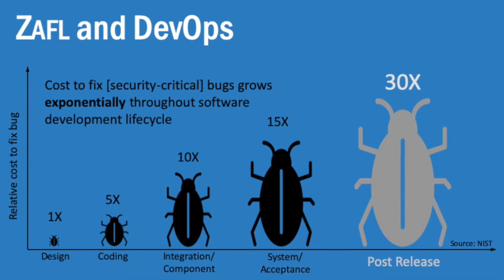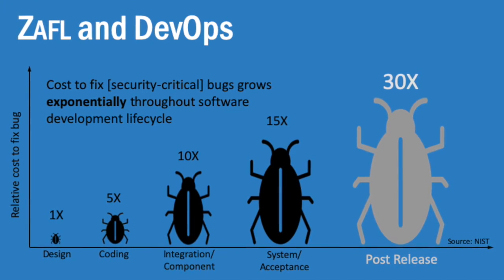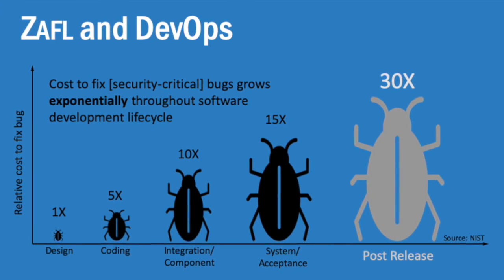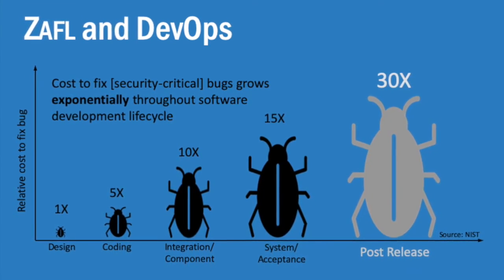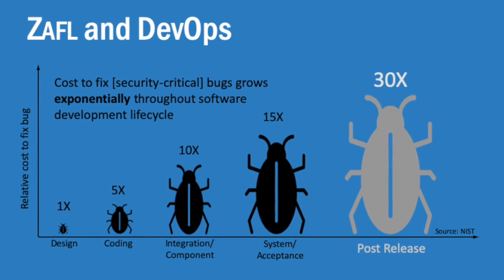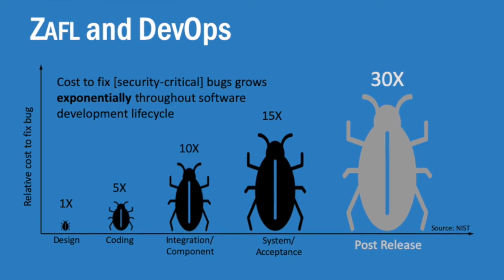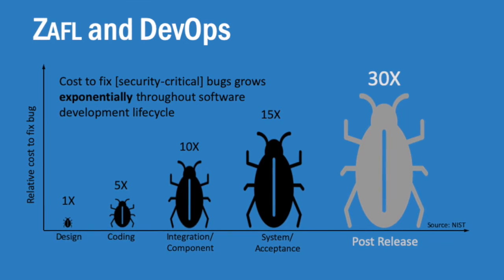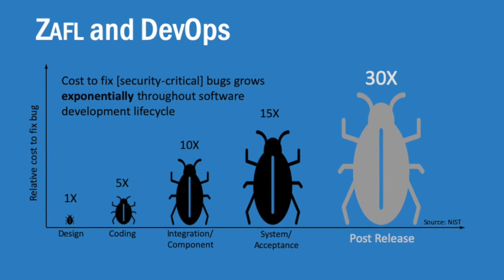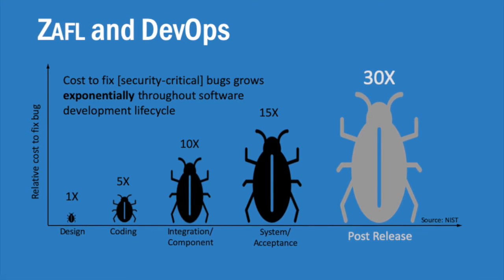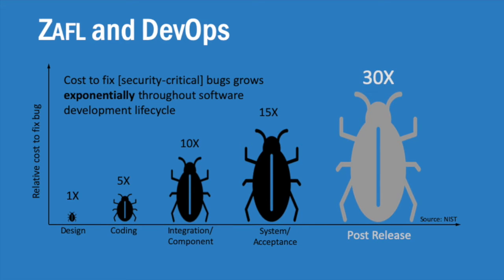Next, we demonstrate the use of ZAFL in support of DevOps. To motivate this use case, we note that the cost of fixing security-critical bugs grows exponentially throughout the software development lifecycle. NIST estimates that the cost of fixing a bug that has escaped to deployment can be 30 times higher than if the same bug had been caught earlier.